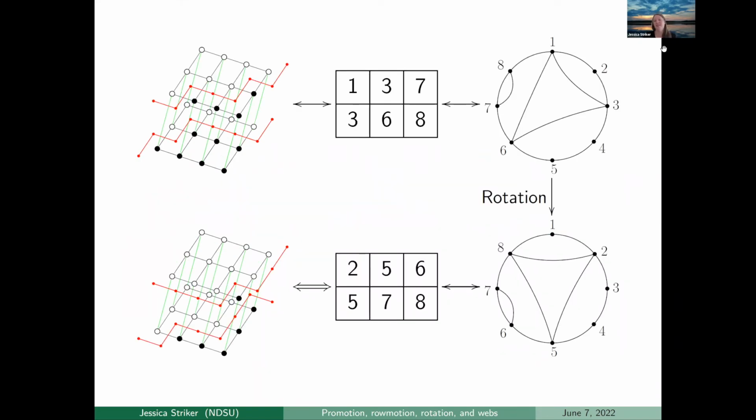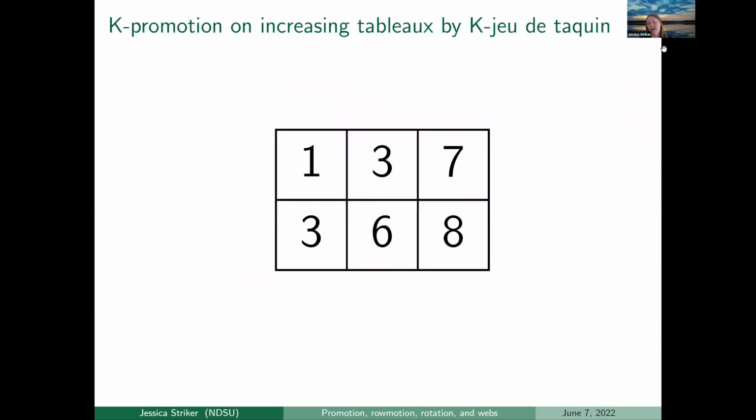promotion. So again, if you have an action that looks obvious on one of the things that are in bijection with each other, you should ask what's going on with the other ones. So we can rotate a non-crossing partition, and as it turns out, we can do promotion on an increasing tableau, and that will be the right action on those objects. So how do you do promotion on an increasing tableau? Well, Pechenik introduced K-promotion using K-jeu de taquin, which was first studied by Thomas and Yong.